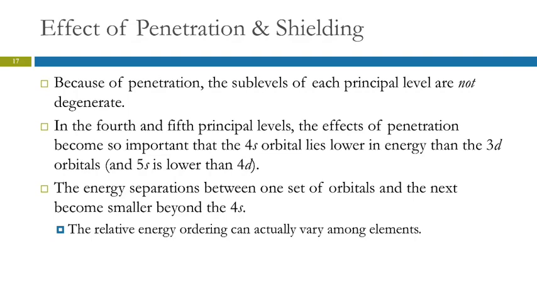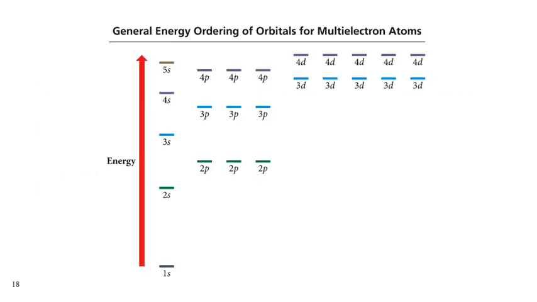The energy separations between one set of orbitals and the next become smaller beyond the 4s. As the sublevels become larger and larger, the difference in energy between them becomes less and less. And so we're going to learn a general ordering of the different sublevels, but it can vary somewhat from element to element. But we're just going to learn the one that works most of the time.